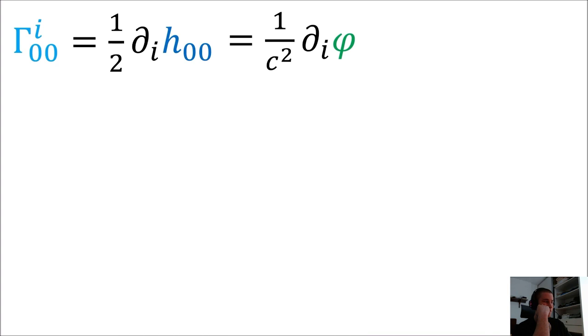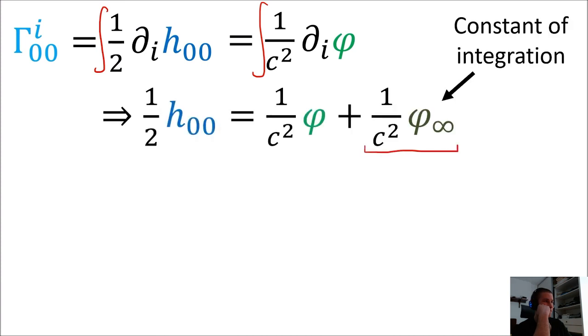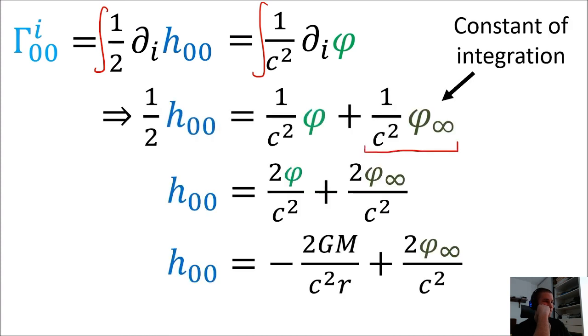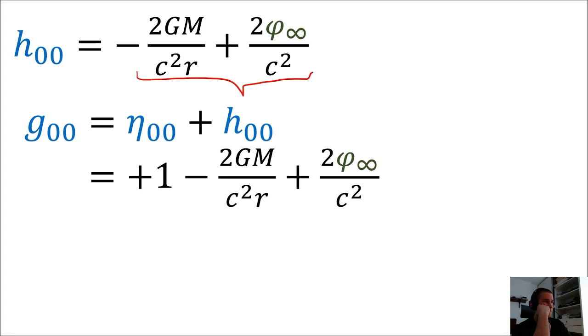One last thing before I conclude. A few slides ago, some people might point out that canceling derivatives on both sides here doesn't make sense, and the correct thing to do is to integrate both sides, which gives an additional constant of integration, giving this for h00 and this for g00.